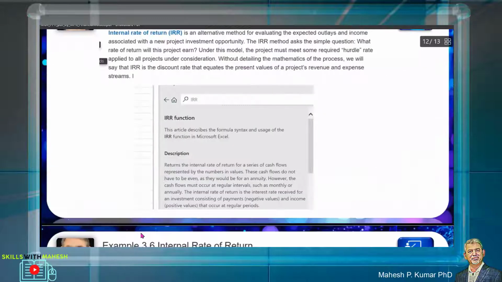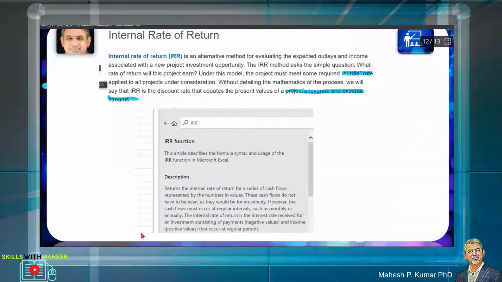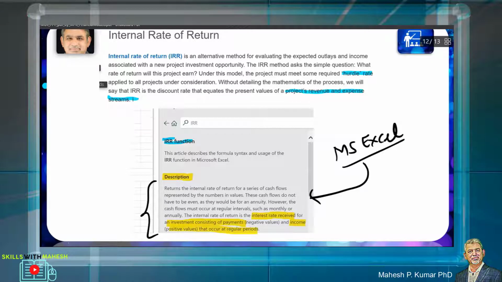This is the last method, internal rate of return. This one is also taken from Microsoft Excel help files. From the software, I took the help files to see how Microsoft Excel defines internal rate of return. This is actually the easiest definition of internal rate of return.